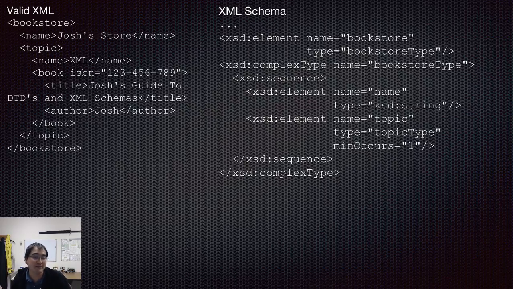We're just going to call it topic type for now, define it later. And we say that it has to occur at least once, which by definition means that it can also occur more than once as well. Okay? And so that is the definition for the bookstore type.